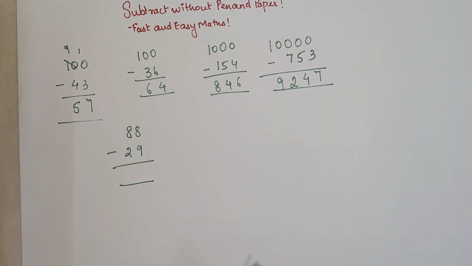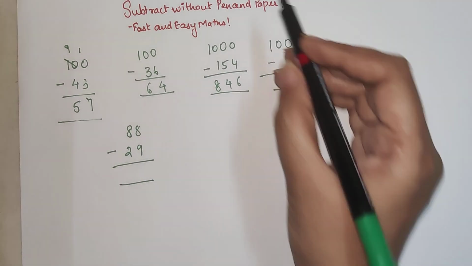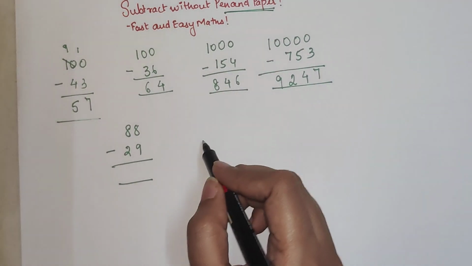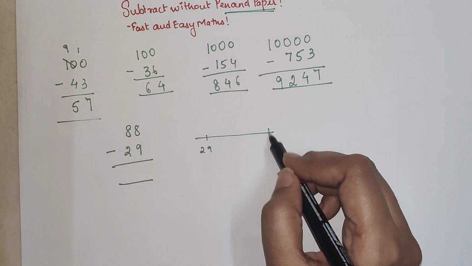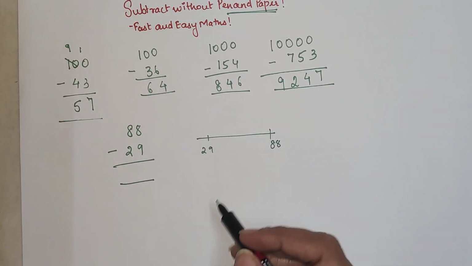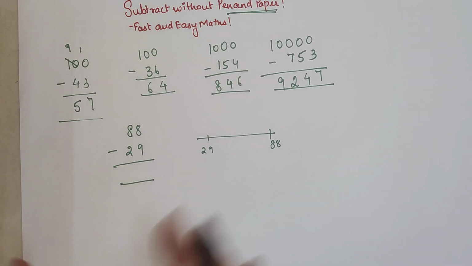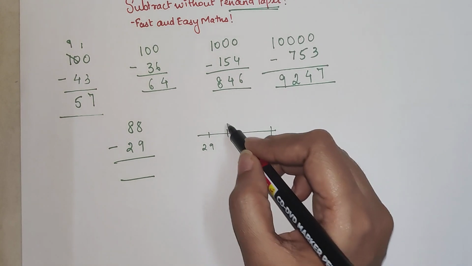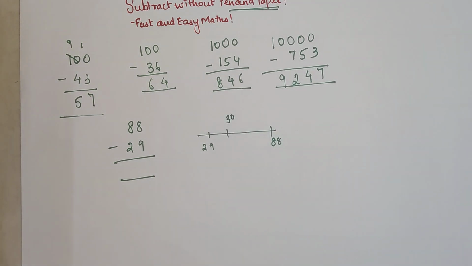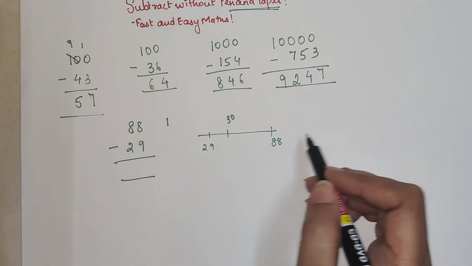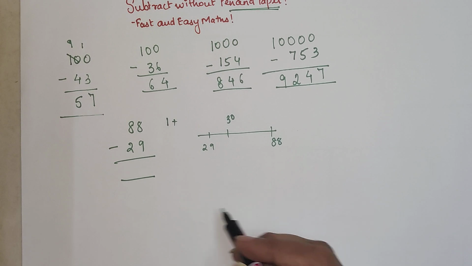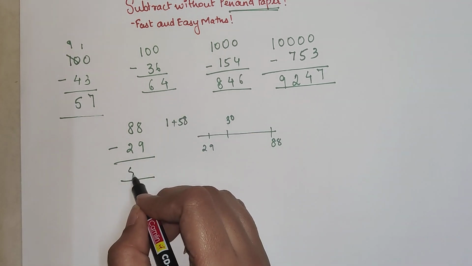Okay, but no, I'm going to teach you a method which will help you to do this literally without pen and paper. Okay, so what you do is, we take what? This is 29 and let's say this is 88. So we take a number which is in between them, and which is very convenient for us to do the calculation. Now let's say I have taken 30. So I know that 30 is how many digits away from 29, that is 1, and 88 is how many digits away from 30, that is how much? 58. Correct.